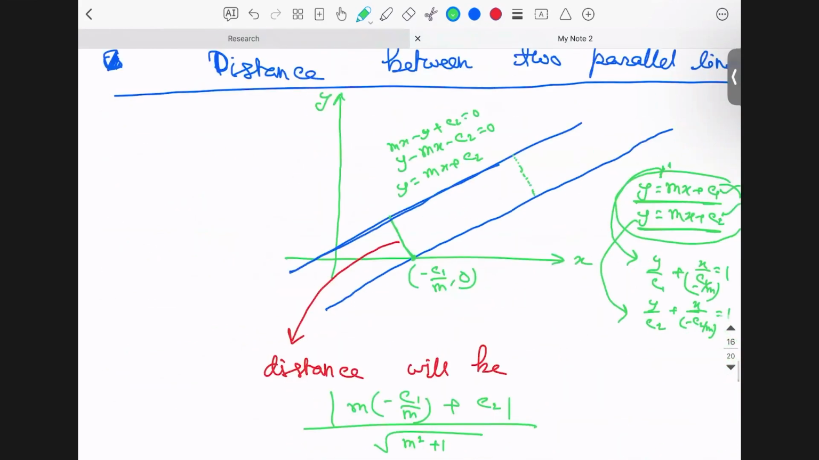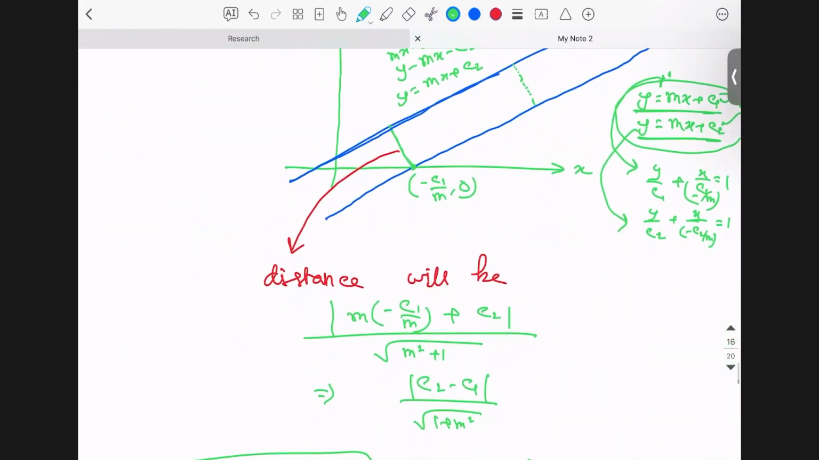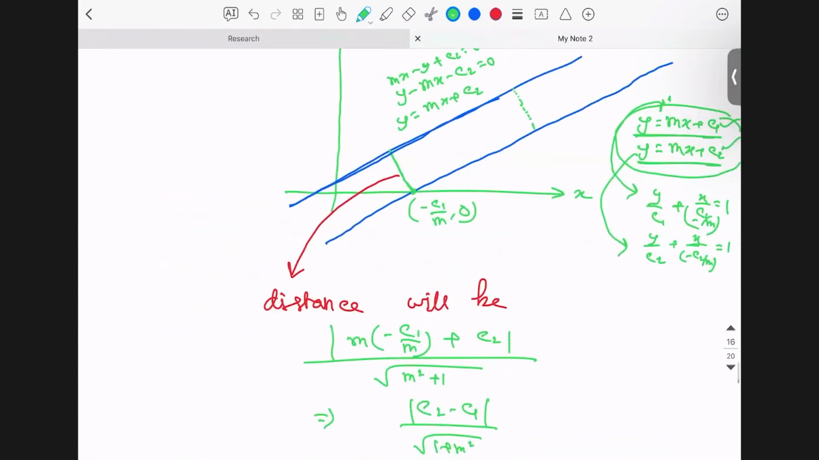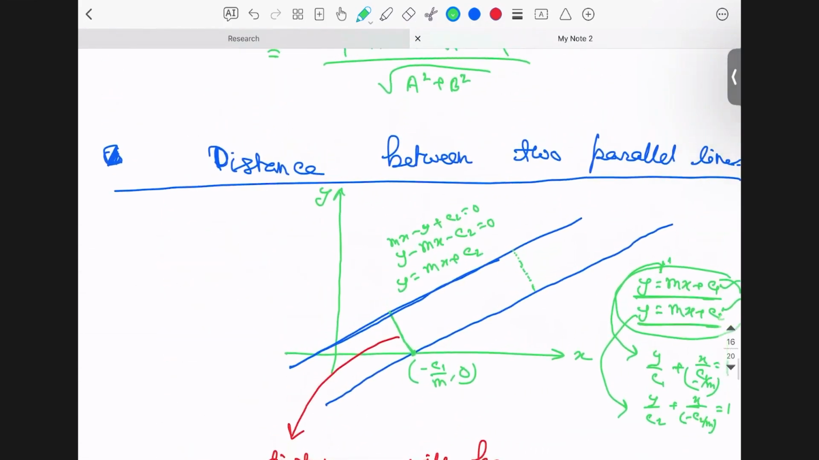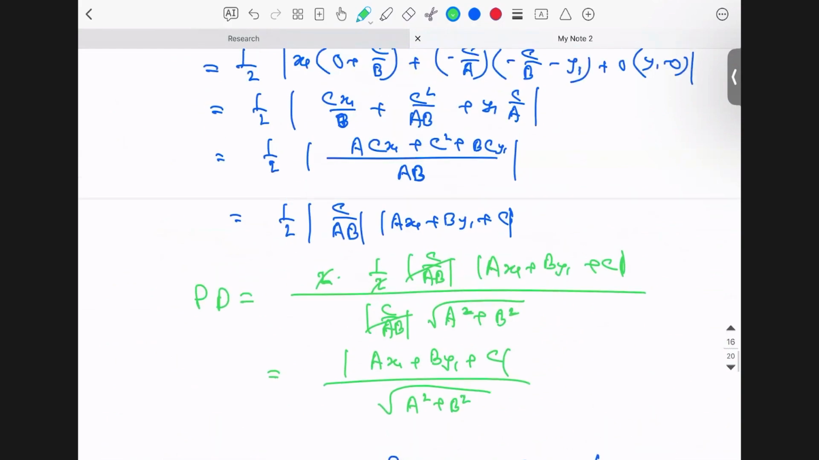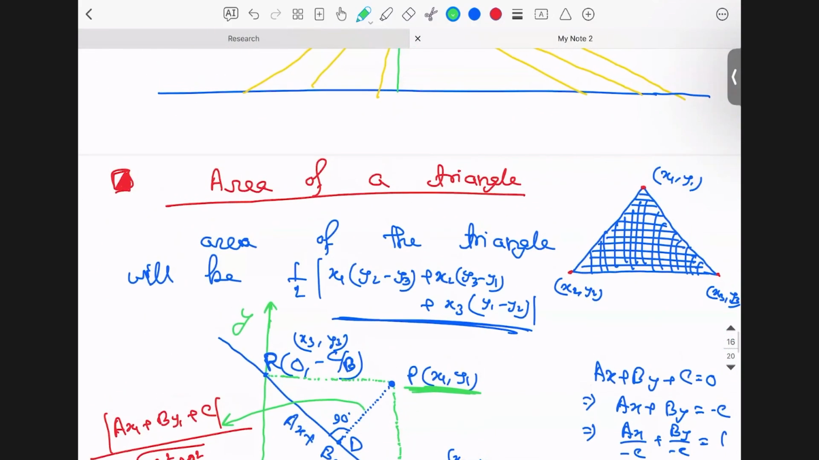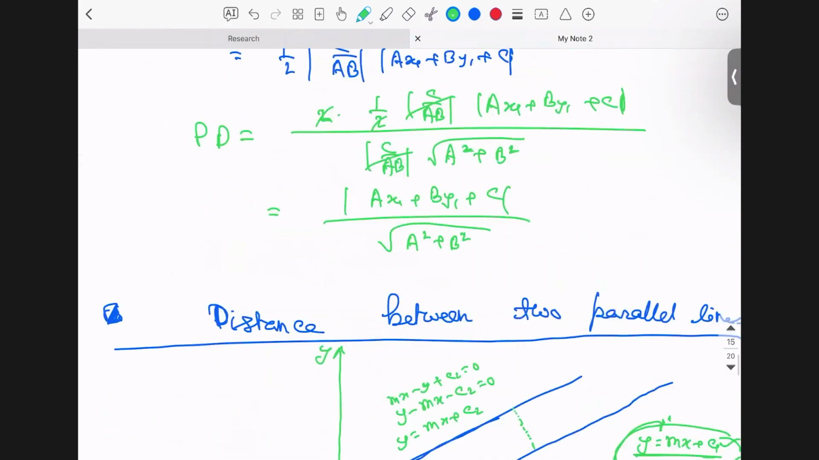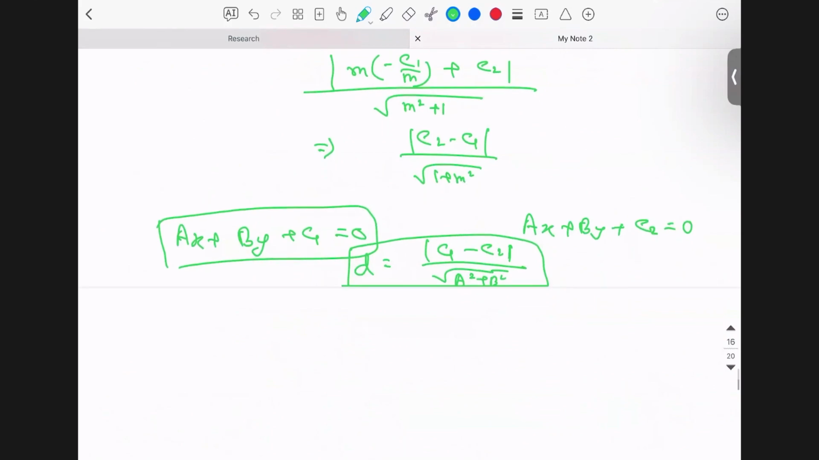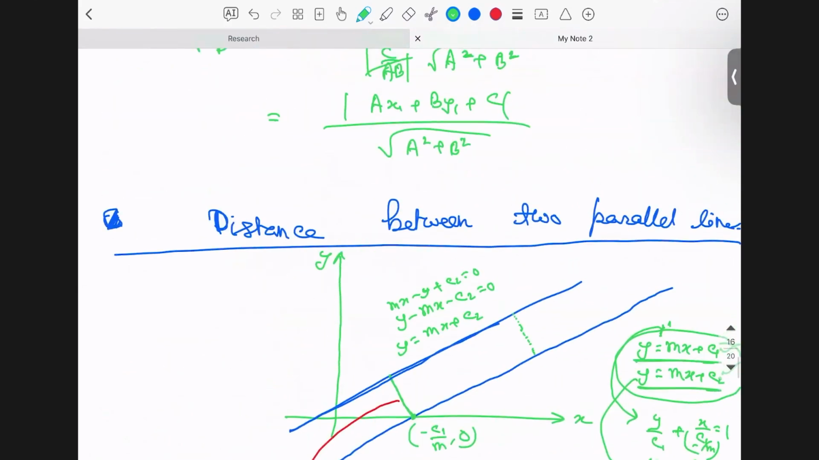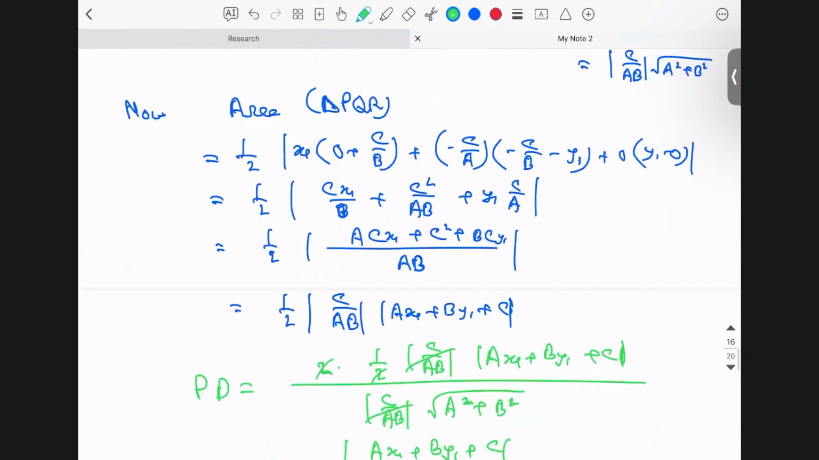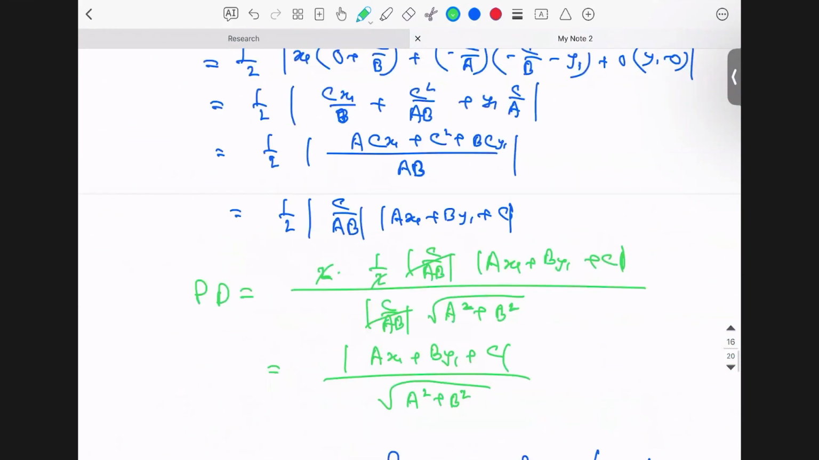In the next class, we will discuss some examples about the distance between two parallel lines or distance of a point from a straight line, like these concepts. And also, we will discuss some more examples regarding the concept of straight lines, and we will try to finish this straight line chapter in the next class. So let's stop at this point today.